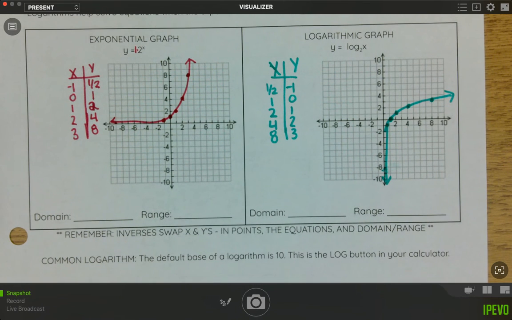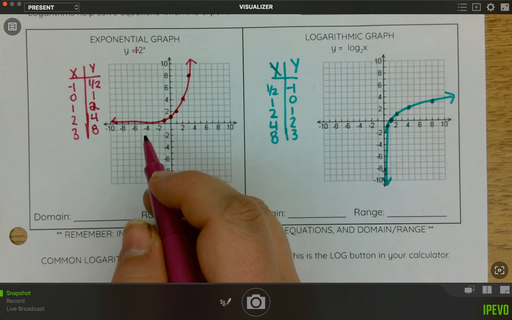Okay, and then I'm going to go over the domain and range really quick. Domain goes left to right. This graph goes left and right forever.